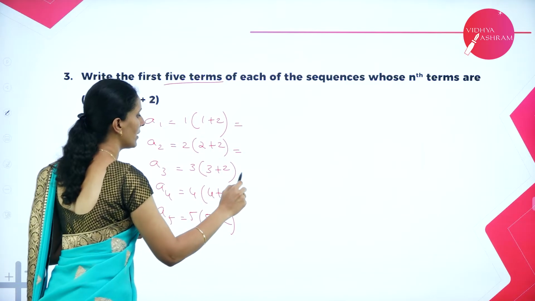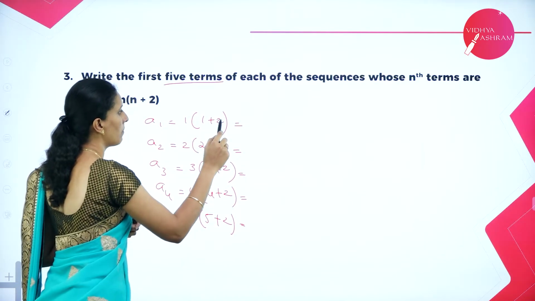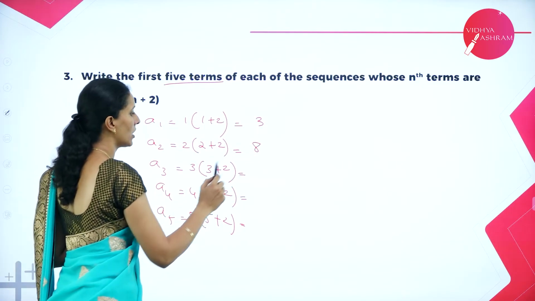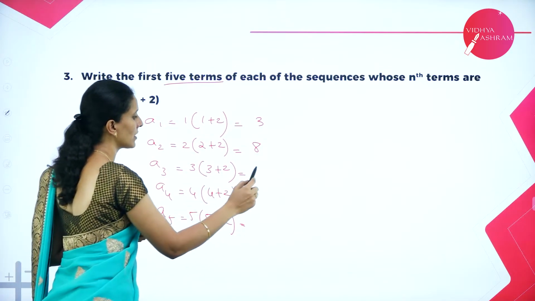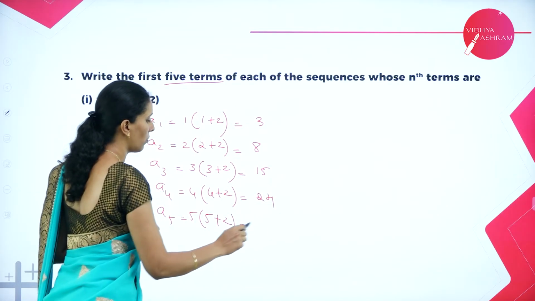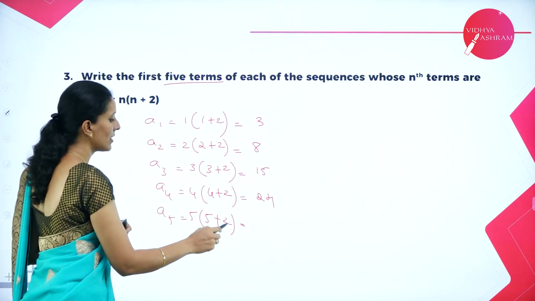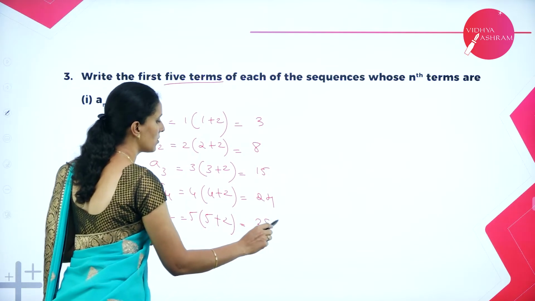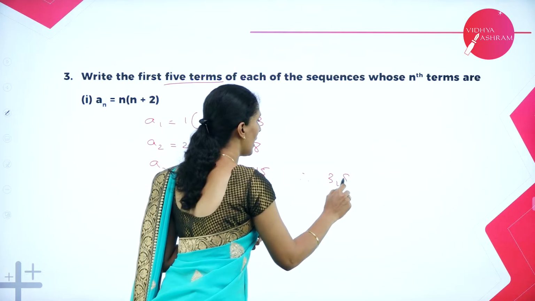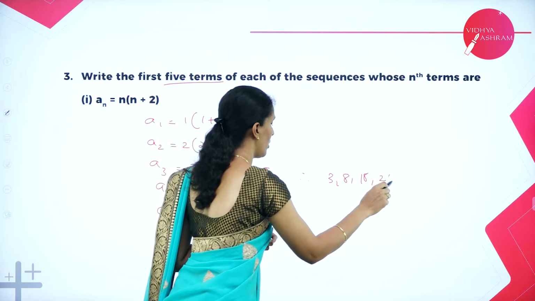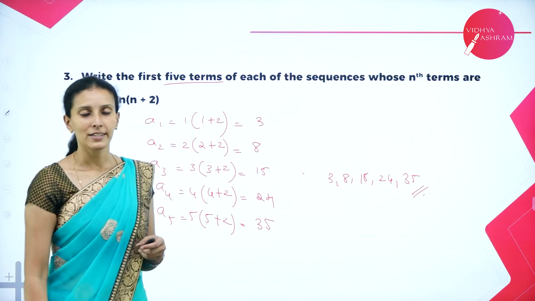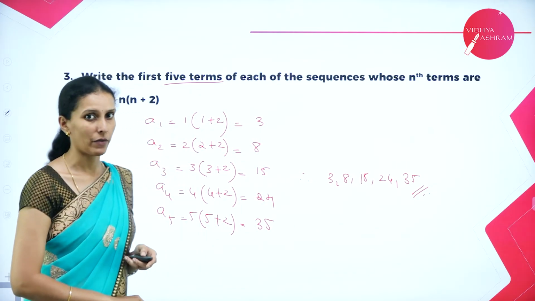So here we can write this as 1 plus 2, 3, 3 into 1, 3. 2 plus 2, 4, 4 into 2 is 8. 3 plus 2, 5, 5 into 3 is 15. 4 plus 2, 6, 6 into 4 is 24. 5 plus 2, 7, 7 into 5 is 35. So therefore, the first 5 terms are 3, 8, 15, 24 and 35. So these are the first 5 terms of the given sequence.